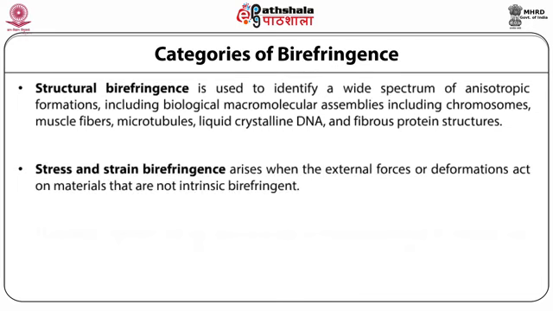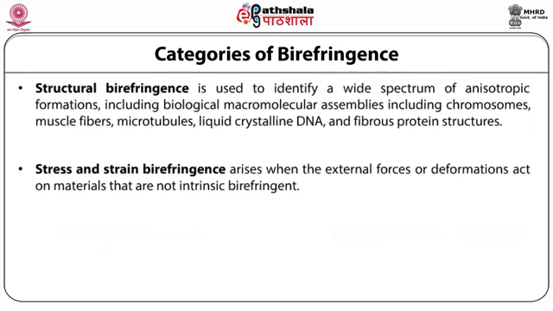Stress and strain birefringence arises when external forces or deformations act on materials that are not intrinsically birefringent. For example, stretched films and fibers, deformed glass and plastic lenses, and stressed polymer casting. In a naturally isotropic medium, birefringence can be induced by inhomogeneous mechanical stress. This can be observed by placing a piece of acrylic between two crossed polarizers and applying stress to the acrylic. Colored patterns could be observed resulting from wavelength-dependent effect of stress induced birefringence.